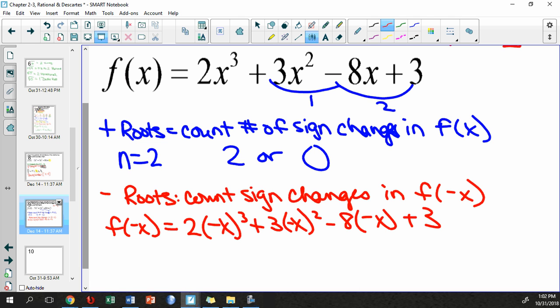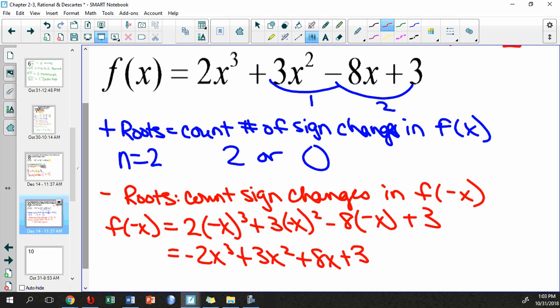Now there is 100% a pattern here. If I take a negative times a negative times a negative, that's 3 negatives. What's the outcome going to be? Negative. So this +2 is going to turn into what? A -2x cubed. If I take a negative times a negative, that creates a positive. So does my +3 change? No. I have negative x times negative 8, and that gives me a positive 8x.